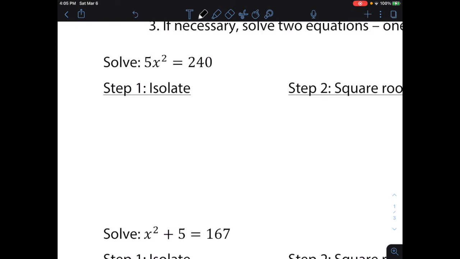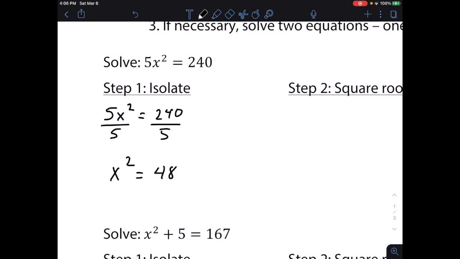Technically, it's a quadratic equation. It's just not equal to 0. We could make it equal to 0 if we wanted to, but that would only make our life much harder. So what we want to do is just isolate the x squared if we can. And so the way we can isolate the x squared here is we can just divide everything by 5, right? We can get rid of the 5 by dividing by it. So we have x squared equals, what would that be? 48, because 5 times 48 is 240.